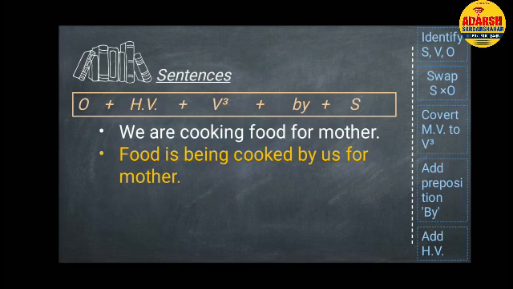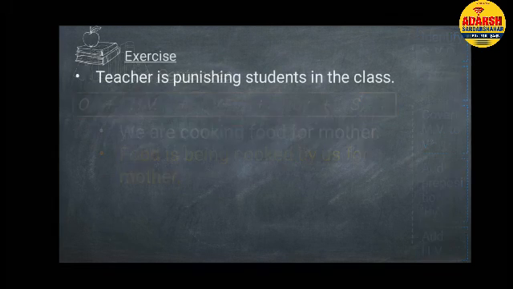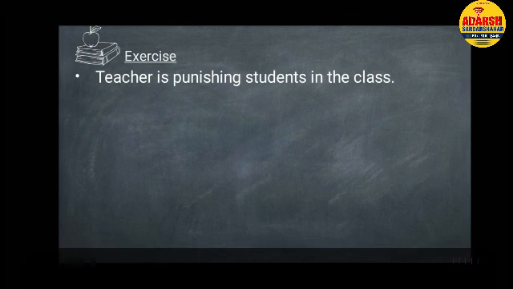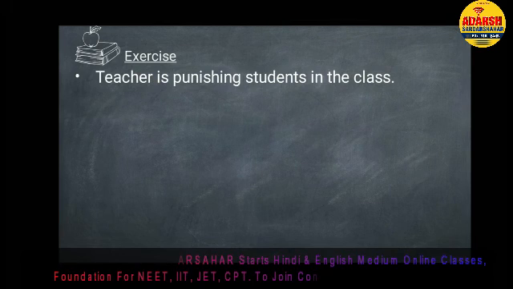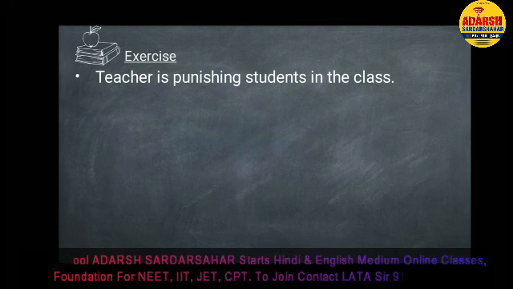So now let's go towards some other sentences. Let's take an exercise. First sentence of this exercise is teacher is punishing students in the class. So in this sentence, according to our first step, we need to identify subject, verb and our object. So here our subject is teacher, punishing is a verb, and students, because on students the activity of punishing is happening.